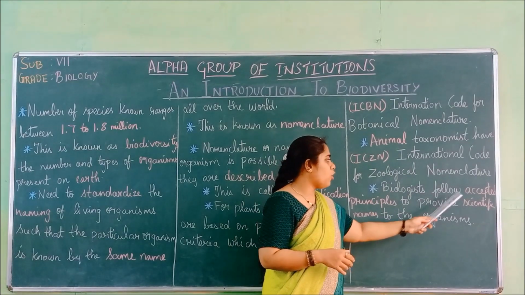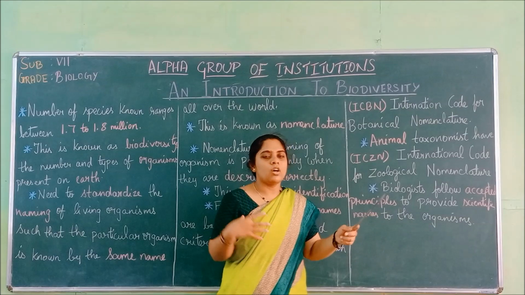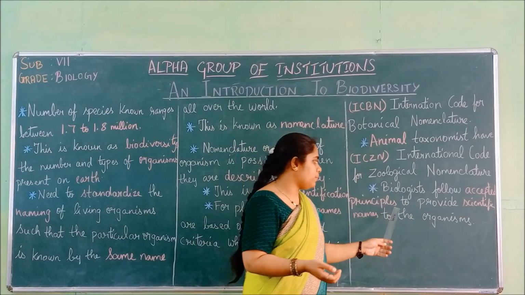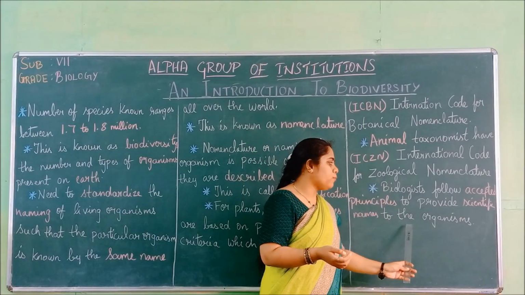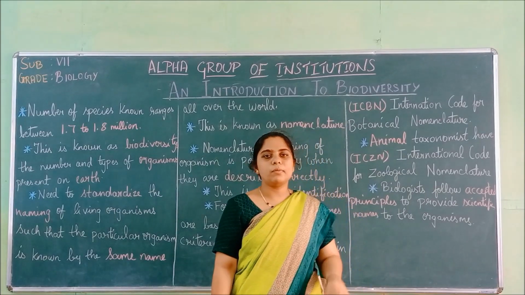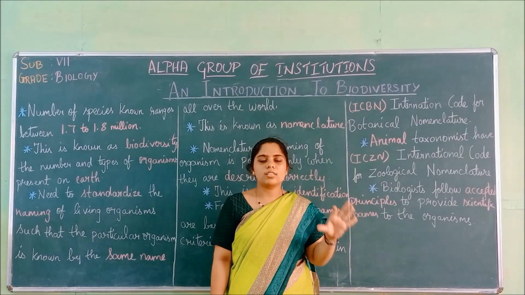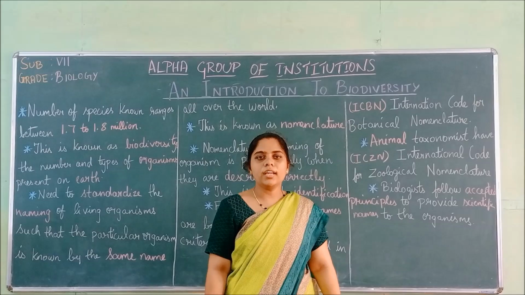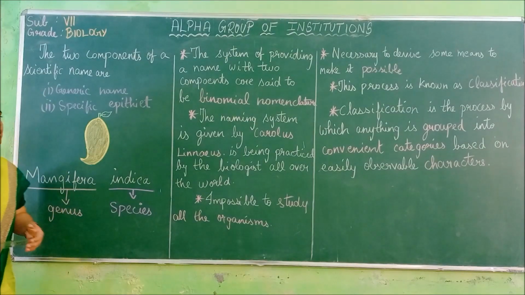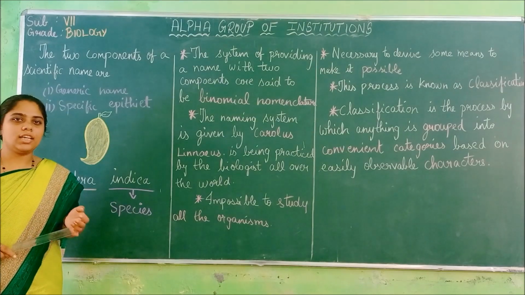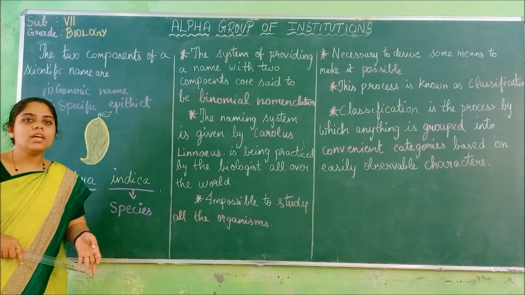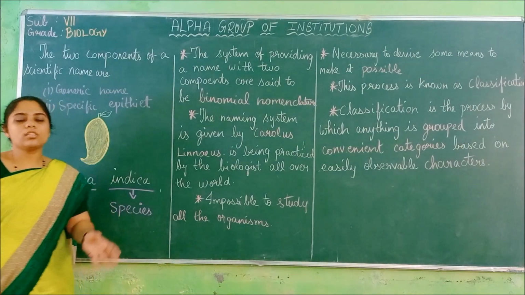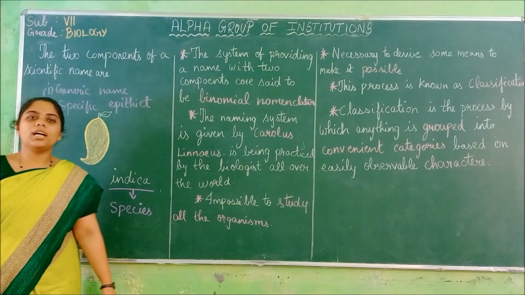And biologists follow accepted principles. Accepted means someone already said it, and it is accepted by many scholars. So such principles are used to provide scientific names to the organisms. The people in ICBN and ICZN follow certain accepted principles, and based on that only they give scientific names. Now we were seeing what scientific names are. So why should we give the scientific name and who are the organizations, ICBN and ICZN. Those are the organizations who give names for plants and animals.